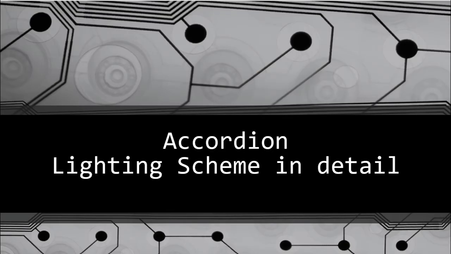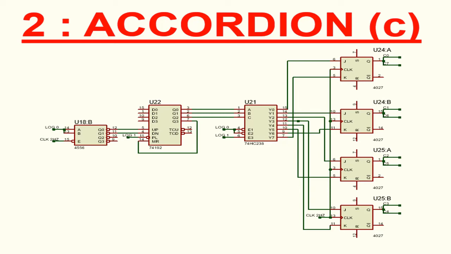We'll now look at our lighting scheme in detail, starting on the left and working our way to the right. We'll begin by looking at the demux. It must be noted that the outputs of the demux are active low, meaning that they are logic 0 when active and logic 1 when not active.